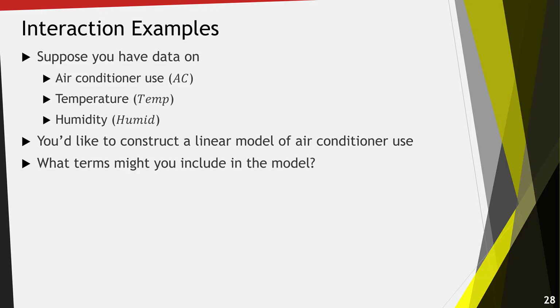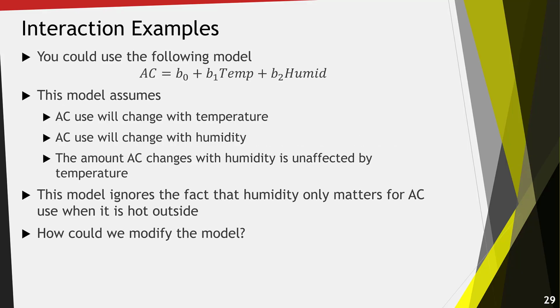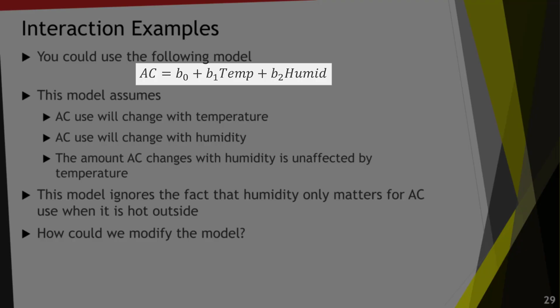I might have data on air conditioner use, I'll call that AC, the temperature, and the humidity. I'd like to construct a linear model of air conditioner use. So let's think about what terms I might include in that model. I could start out with this model at the top, where the air conditioning usage is equal to an intercept plus a slope times the temperature plus an additional slope term times the humidity.